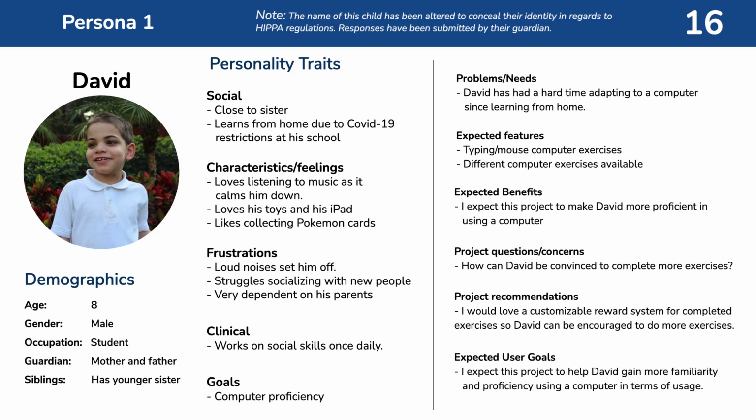So here's my first persona, David. He's 8 years old and learns from home due to COVID-19 restrictions, which is true for most kids around the country, and not just the ones with Autism Spectrum Disorder. When COVID-19 began, many students had to start attending classes online. In addition, most of them aren't accustomed to using a computer to learn. The COVID-19 pandemic required schools across the country to overhaul their teaching and strategies so that they could be effectively implemented in an online format.